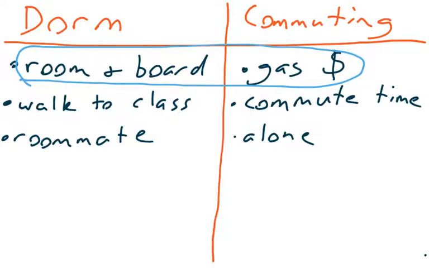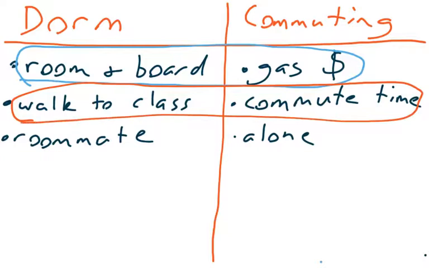Or maybe I want to compare the time that it takes to get to class. If you live in a dorm, it doesn't take very long to walk to class, maybe just a couple minutes. When I was in college, my freshman dorm was actually connected to the English building where most of my classes were. So all I had to do was walk across the stairwell, and I was there. Versus your commute time. Maybe it takes 30 minutes to get there. Maybe it takes 45 minutes. Maybe it only takes 5.